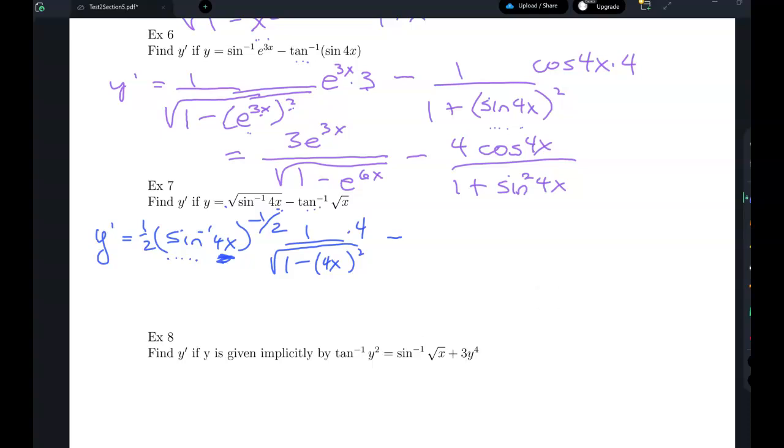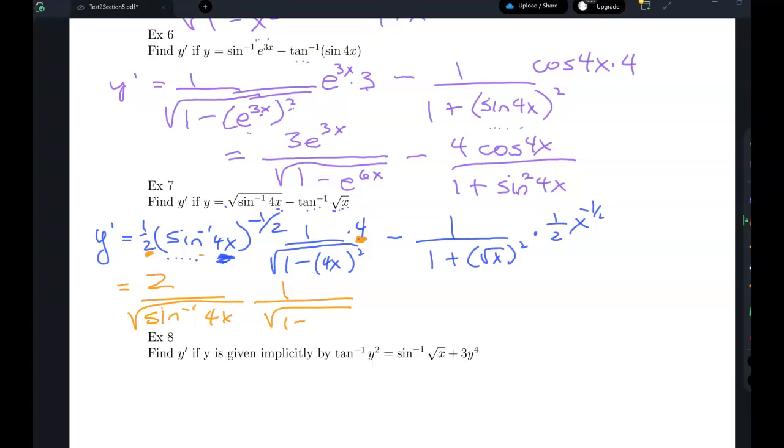Minus, now I'm taking the derivative of arctan, 1 over 1 plus stuff squared, so that's root x squared, and then I have to multiply by the derivative of root x, which is 1/2 x to the negative 1/2. So let's see what I can do with this. I see this 4 and this 1/2 will give me the number 2, right? This isn't a square root in the denominator, so I'll put that down there. And then I've got this square root thing. And then if I wanted to square it, I could say that's 16x squared.